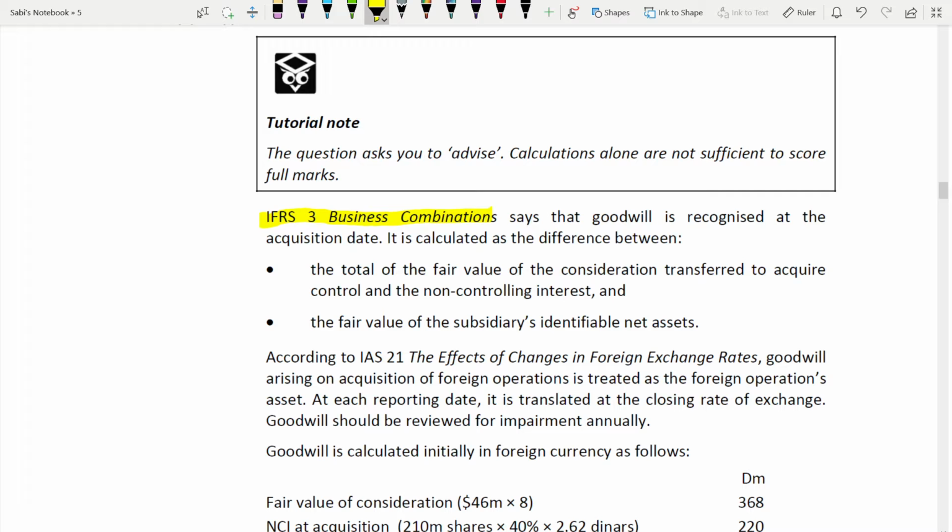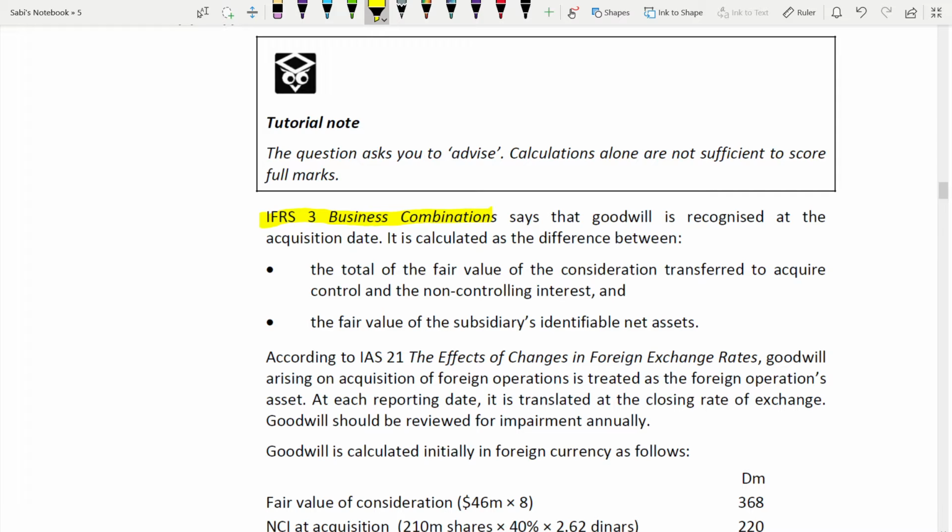So what does IFRS 3 say? Goodwill is recognized at the acquisition date. Now you are explaining what you are doing. All this is explanation. You have to write like this: how goodwill is calculated, and on what date it is recognized. It is recognized at the acquisition date. It is calculated as the difference between the total of the fair value of consideration transferred to acquire control and NCI, so you add the fair value of NCI to the consideration, minus the fair value of the subsidiary's identifiable net assets.